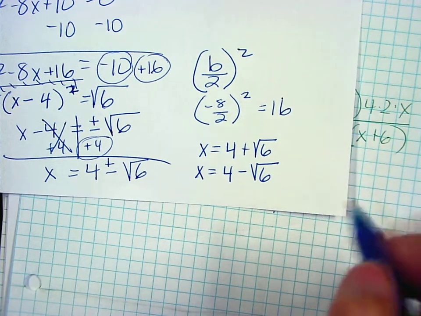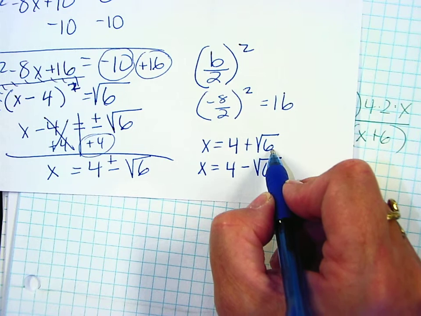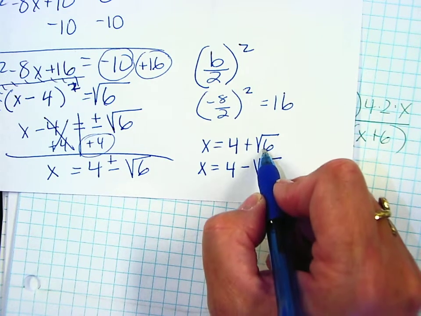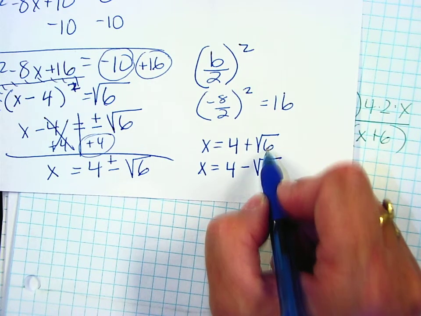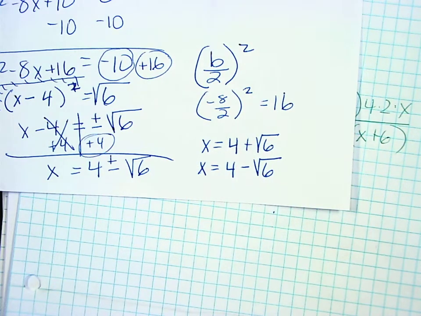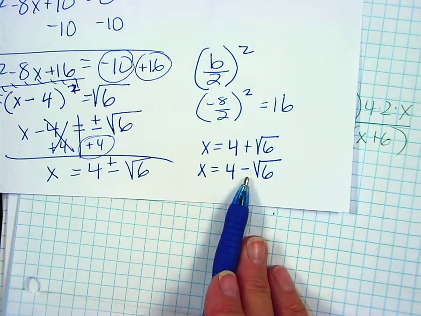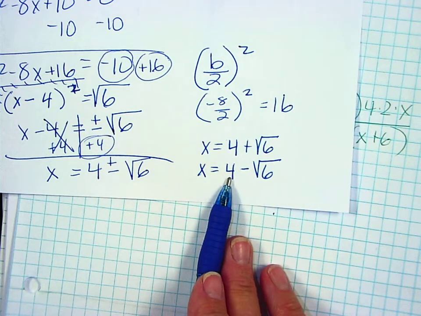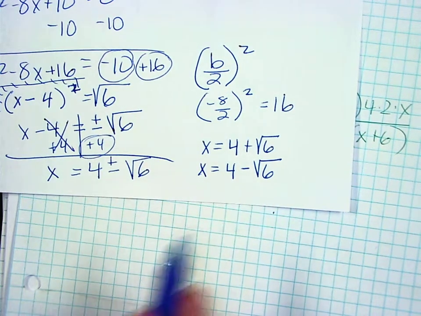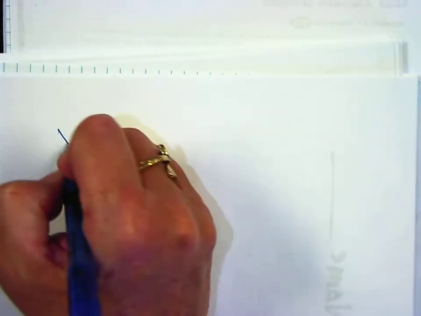And if we had to graph that, we'd have to take our calculator, find the square root of 6, which is only going to be an estimate because 6 is irrational, and then we would add it to 4, and that would be our root. And here we would take the square root of 6 and subtract it from 4, and that would be our other root. Okay, last problem for this video is number 24, and it says solve by completing the square.